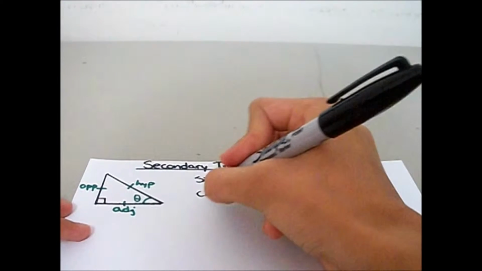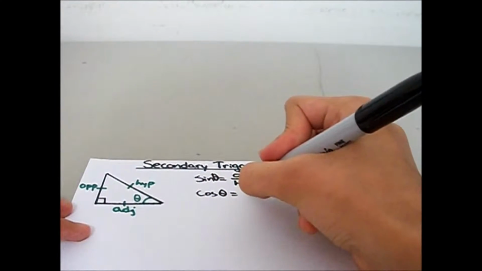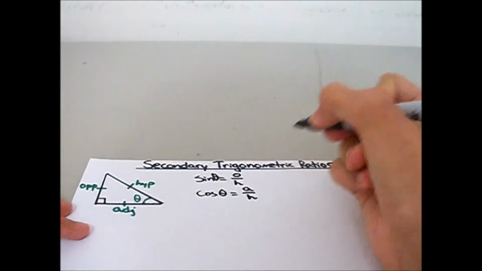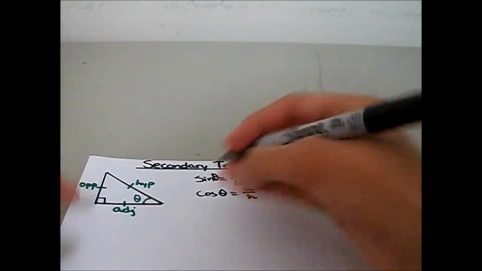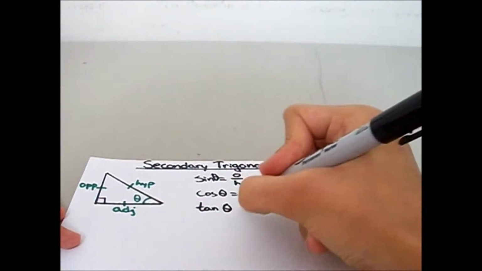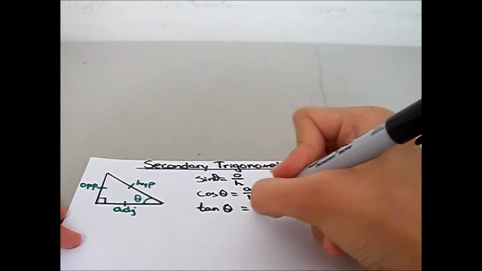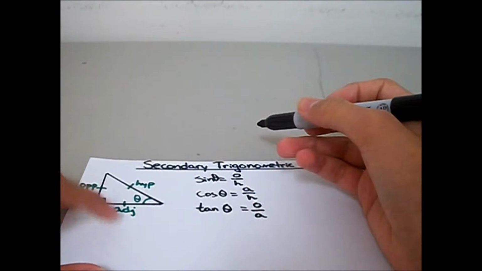The next one is the cosine ratio. The cosine of a reference angle is equal to the adjacent over the hypotenuse, adjacent divided by hypotenuse. And the third one is tangent. Tan of an angle is equal to opposite over adjacent, so opposite divided by adjacent.